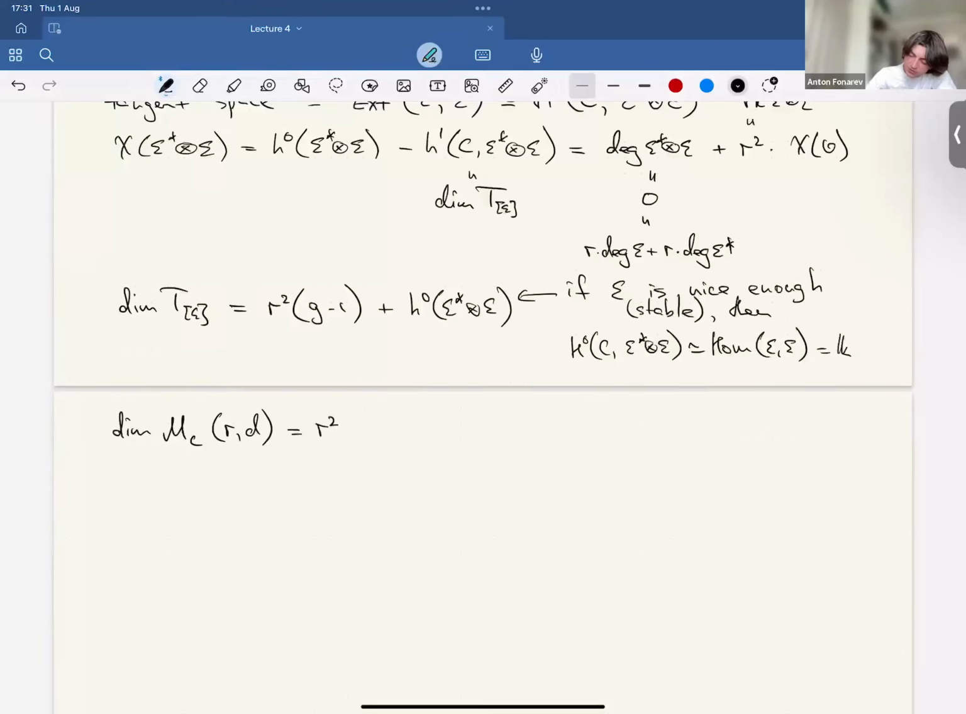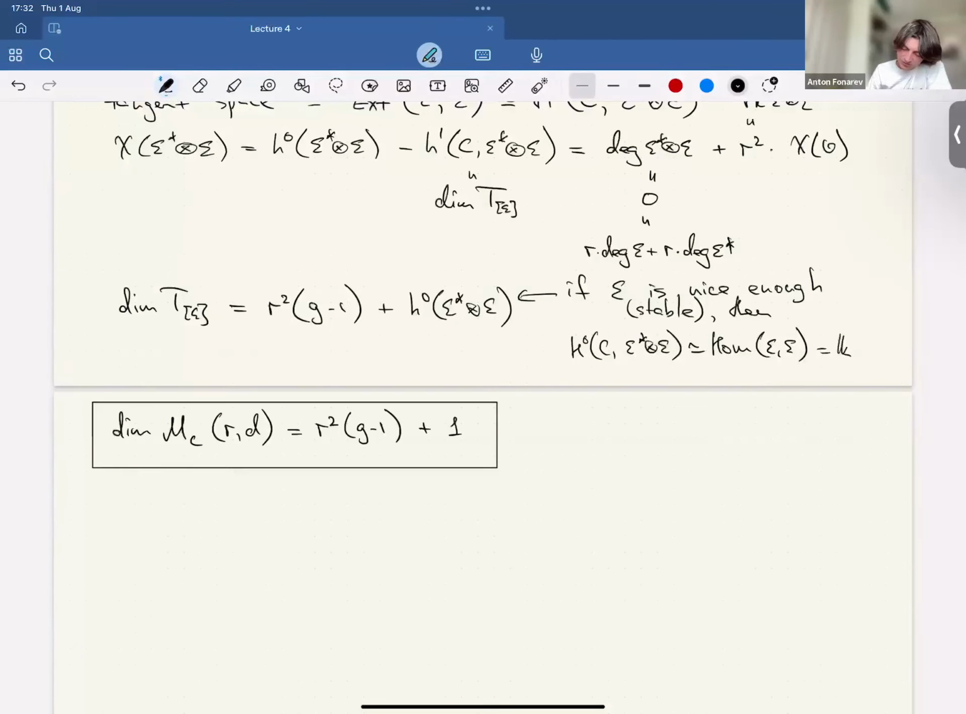It equals R squared times (g minus 1) plus 1. Because the dimension is, of course, you can compute it at the generic point. So remark that we have not used any hardcore things, but we essentially used a lot of things that come from cohomology, and even for curves, it gives quite interesting results. So this derivation is maybe the first very nice application that you can get.